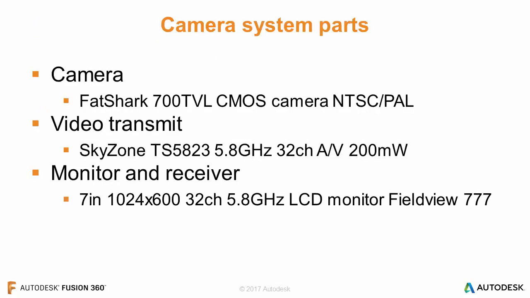First, let's talk about the camera system parts that are spec'd out for this series. For the camera, we're using a Fat Shark 700 TVL CMOS camera that's capable of NTSC and PAL. For video transmission from the quadcopter down to the ground, we're using a SkyZone TS5823. For the monitor and receiver, we have a 7-inch 1024 by 600 monitor that's made by FieldView.